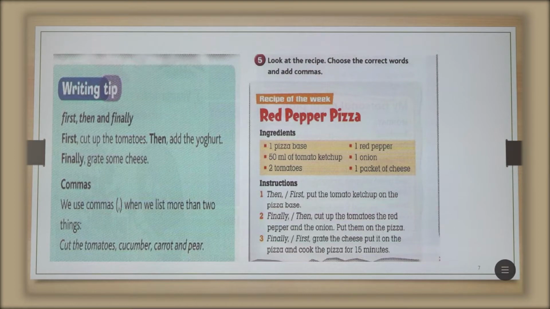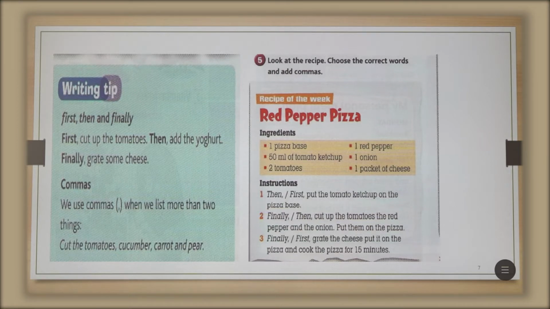So here are some writing tips. When you start writing a description, for example, of doing something, you can use words like first, then, and finally. For example, first cut up the tomatoes, then add the yogurt, finally grate some cheese. So it helps you and others to know what to do in order.